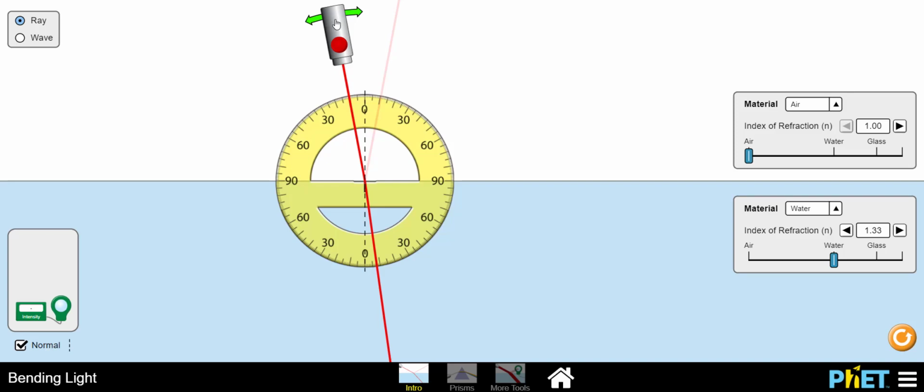So starting at 10 degrees, working your way through 20, 30, 40, 50, 60, 70, and 80. Measure the angle of reflection and enter your results in on Firefly.